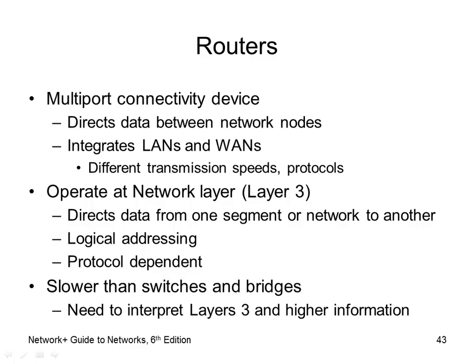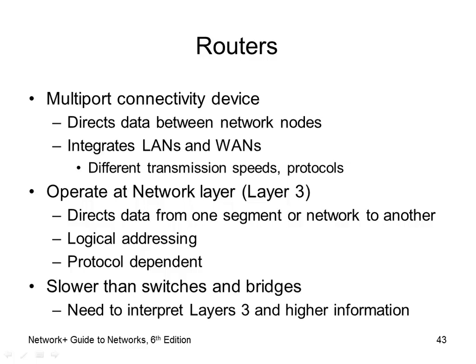So a router is a multi-port connectivity device. It directs data between network nodes, and it integrates a LAN and a WAN. So it's a connection between a local area and a wide area. Routers operate at layer 3. That means that they use what? Exactly. They're using IP addresses. They use logical addressing.